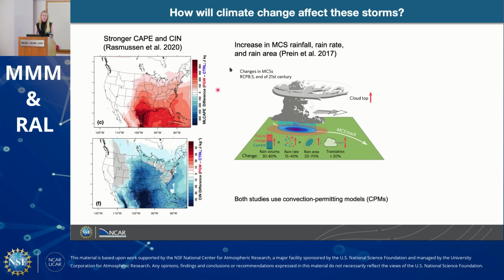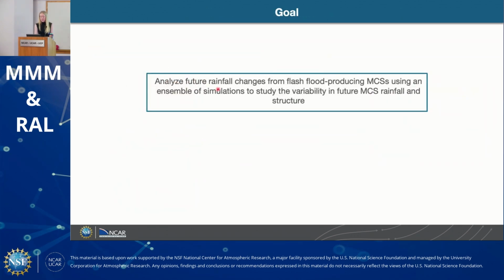However, both of these studies are just using one deterministic run in both the control and future climate. So a big question I had during my ASP postdoc is not only what is driving this future rainfall change, but what is the uncertainty when we look at an ensemble of convection-permitting models. So that was the goal of the research, analyzing future rainfall changes from flood-producing MCSs, using ensemble simulations to study that variability in future MCS rainfall and then also the structure.